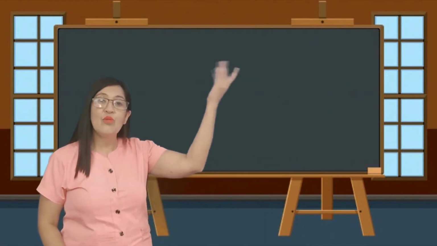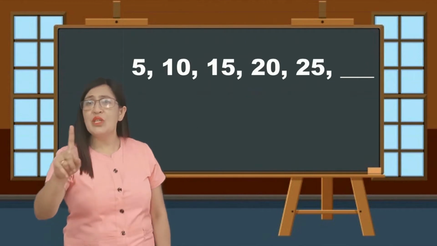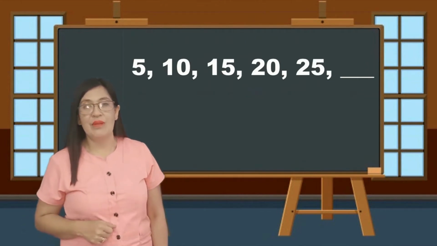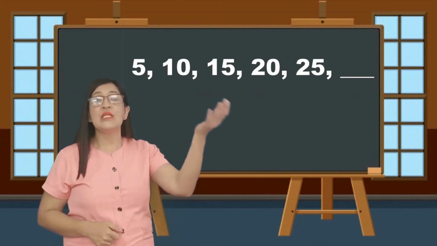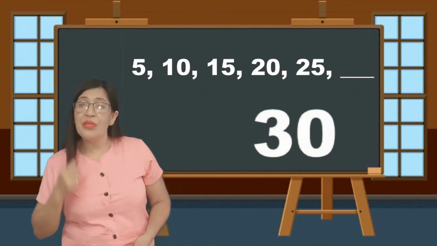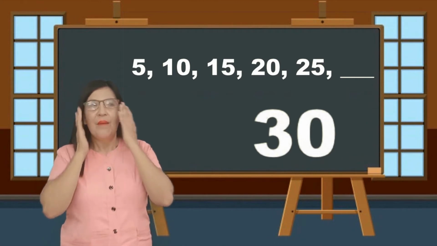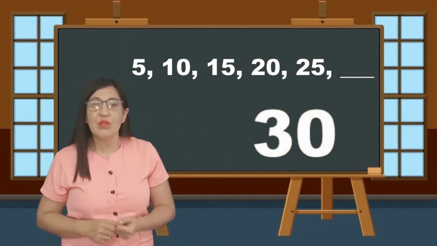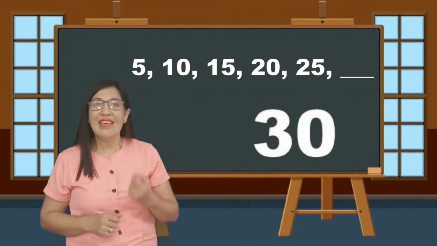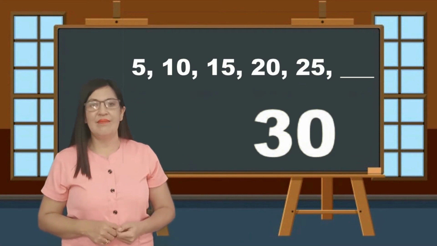Then what about this one? What do you think is the next number? The correct answer for this item is 30. Why 30? Because each term is obtained by adding 5 to each preceding term. Yay! You got it right.